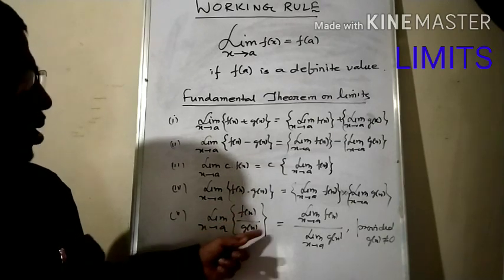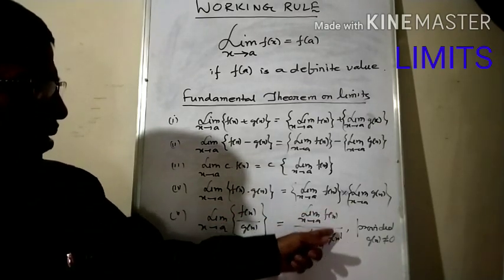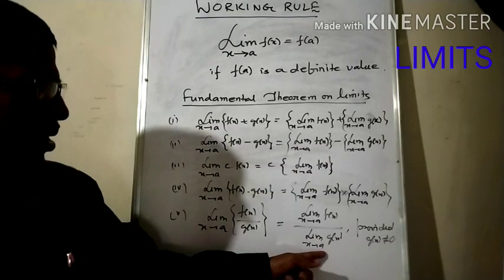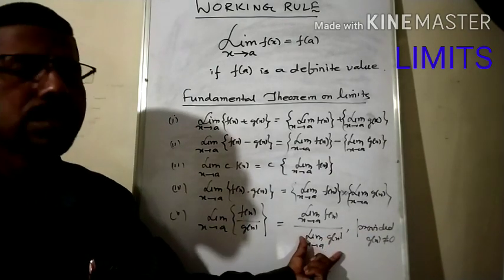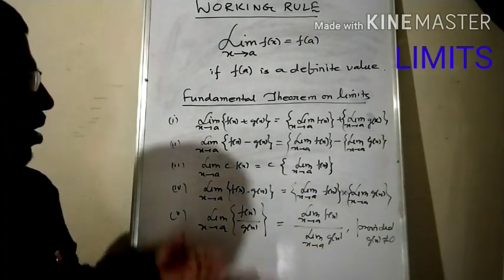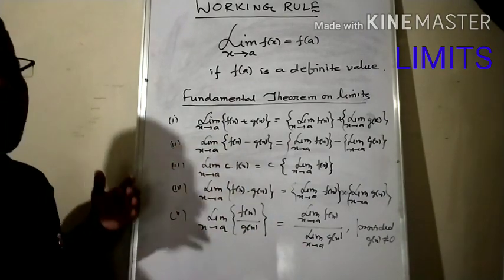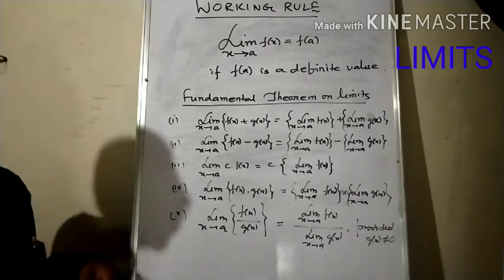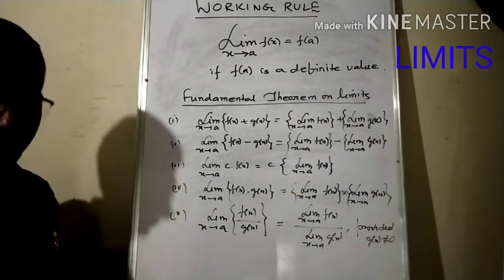If it is a division, we can divide: limit x tends to a f of x divided by limit x tends to a g of x, provided this g of x should not be equal to 0. If it is equal to 0, it will be undefined. So these are the fundamental theorems on limits we have to know when you solve numerical problems of limits.